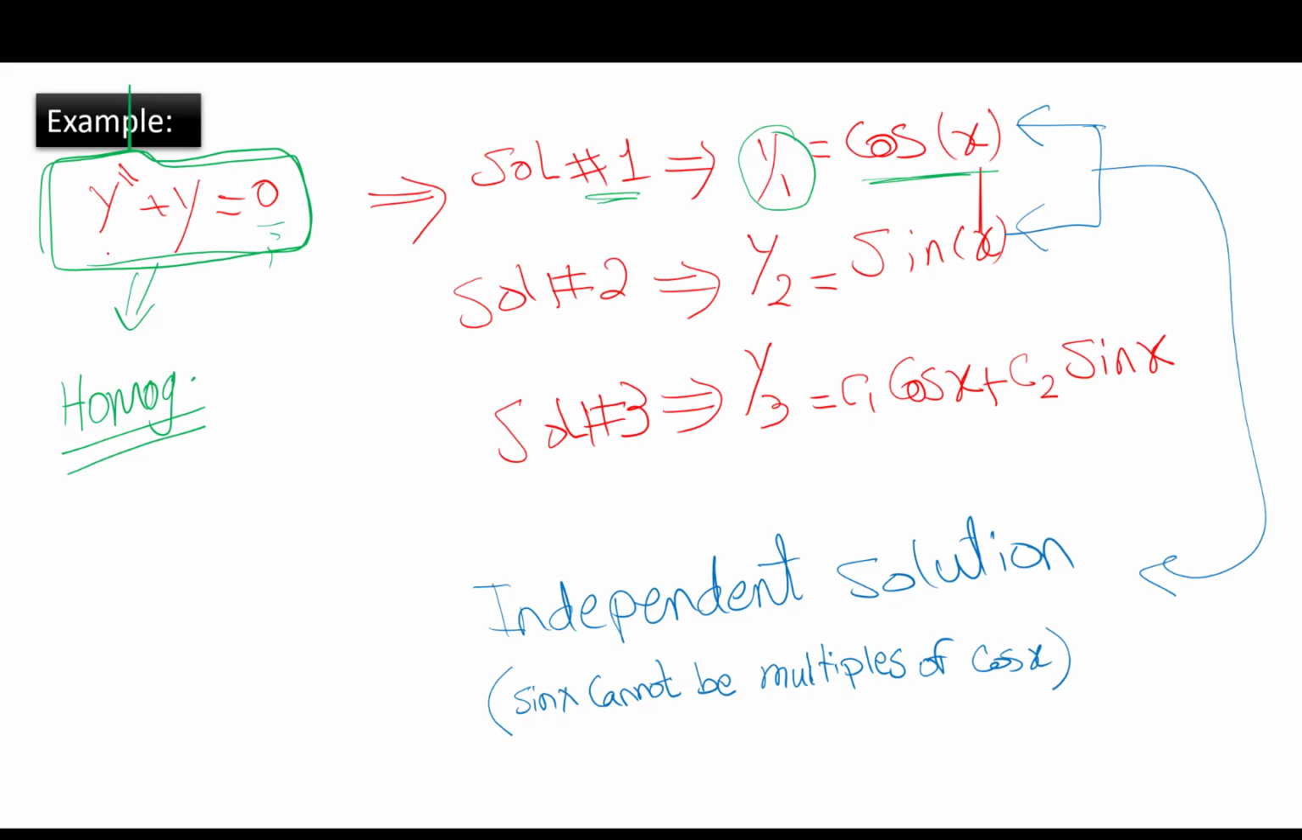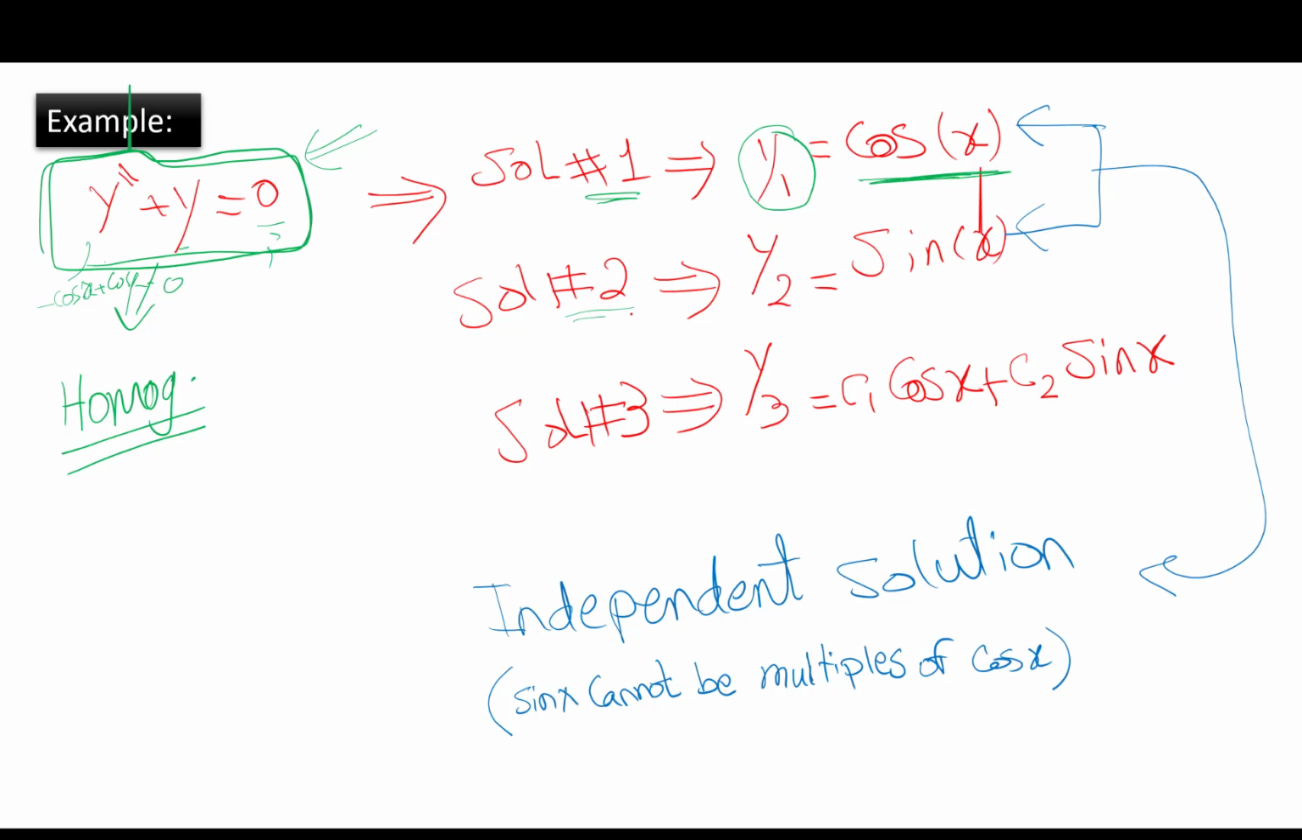If you substitute here, y double prime of cosine x: the derivative of the cosine will be minus sine, and then another derivative is going to be minus cosine. And y is cosine. So minus cosine x plus cosine x equal to 0. So cosine x is going to be a solution for this homogeneous equation.